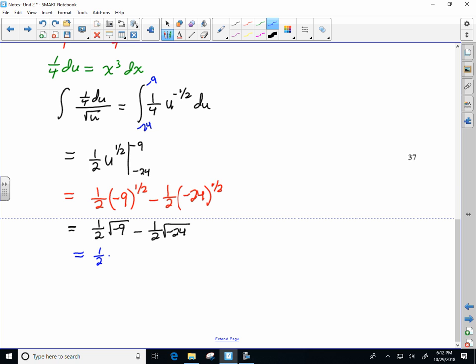Anyway, 1/2 times, this is 3i, minus 1/2 times radical 24 simplifies down as the product of 6 and 4. So 2 radical 6, so 2i radical 6. And so a little bit of housekeeping. 3/2 i minus i radical 6. All right.